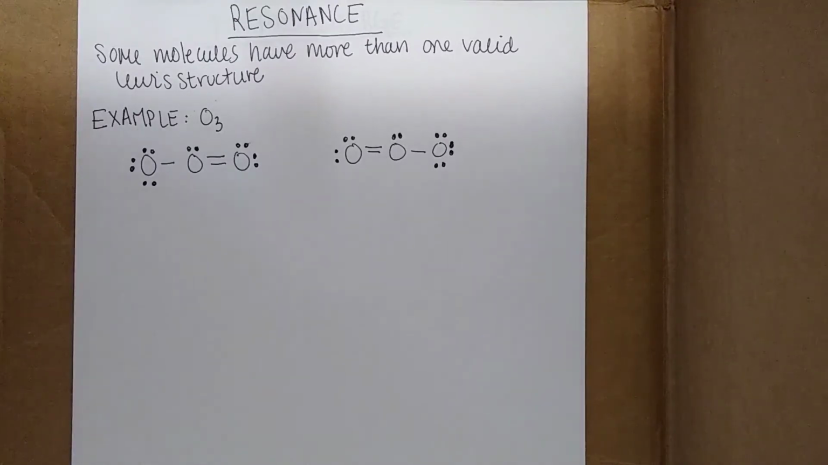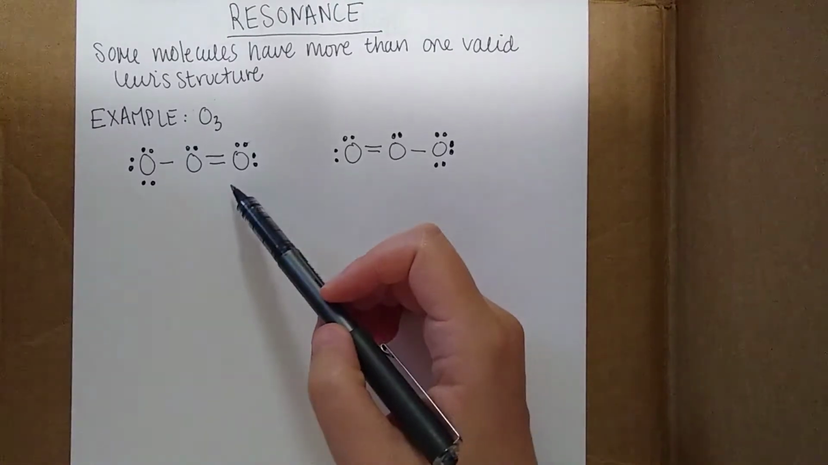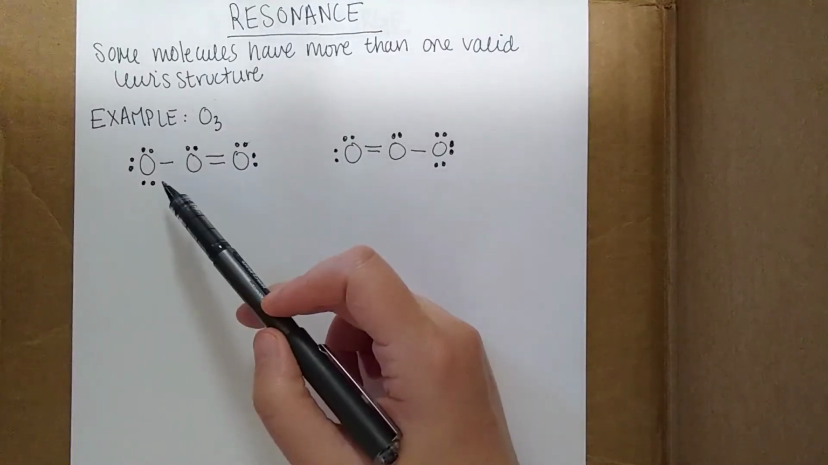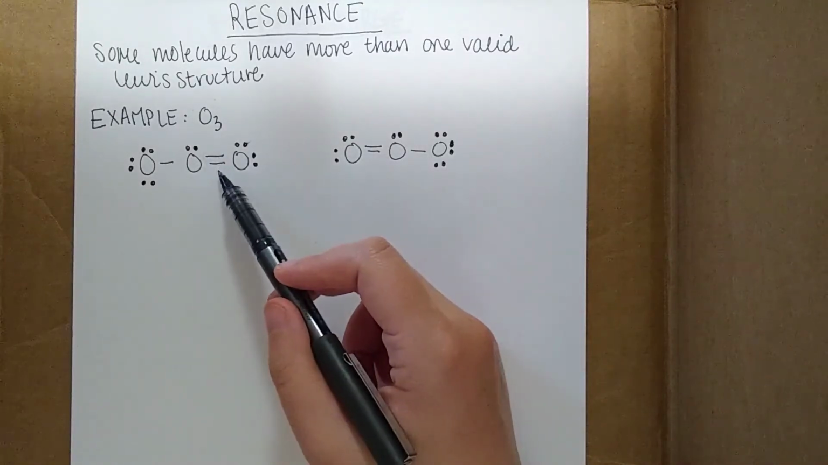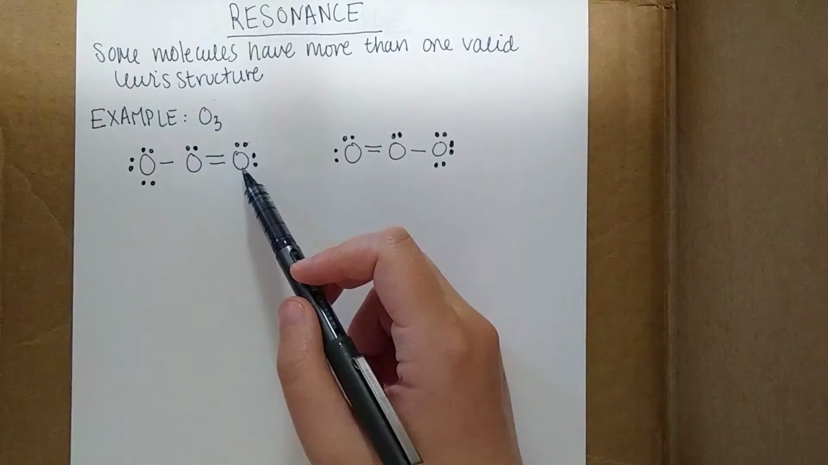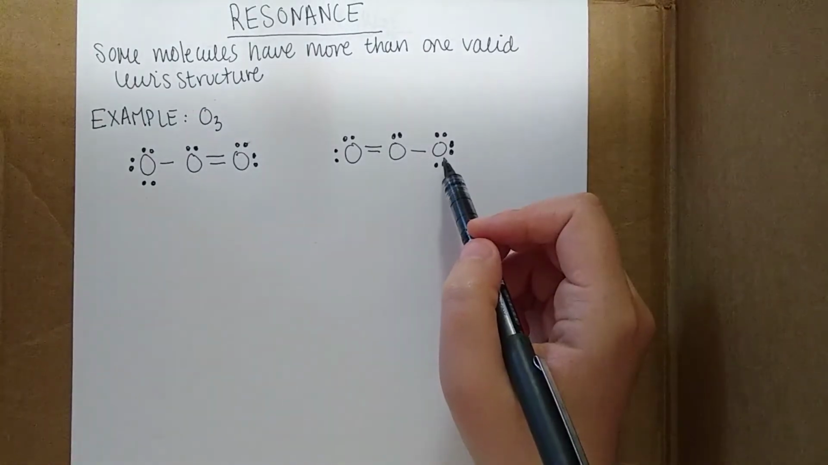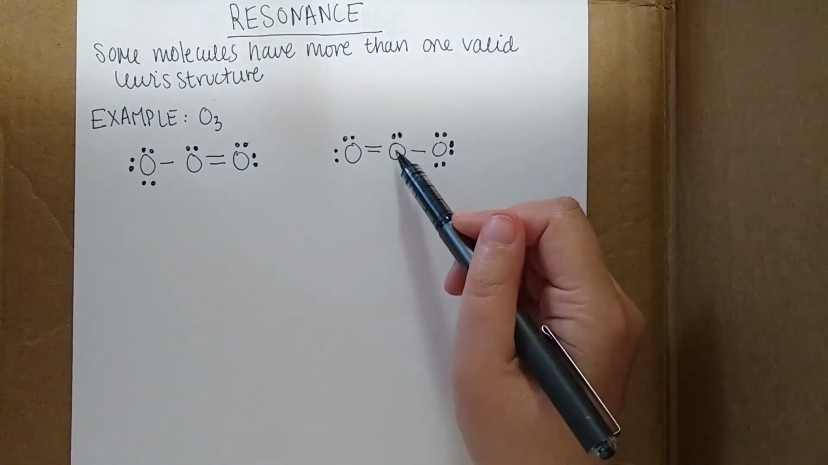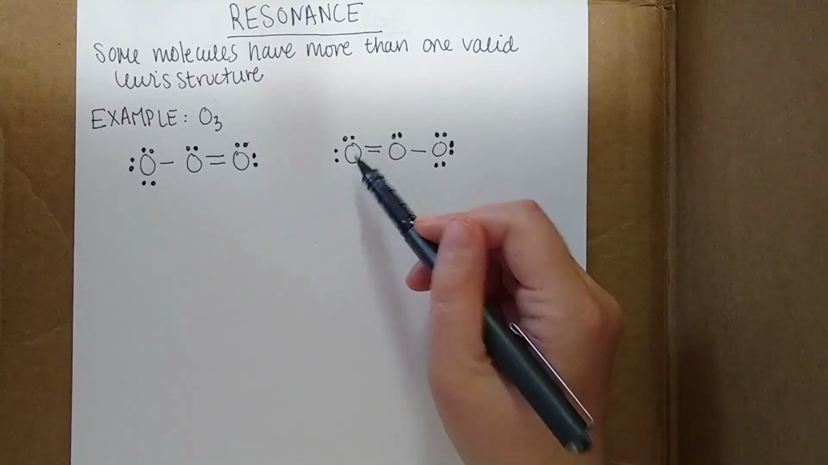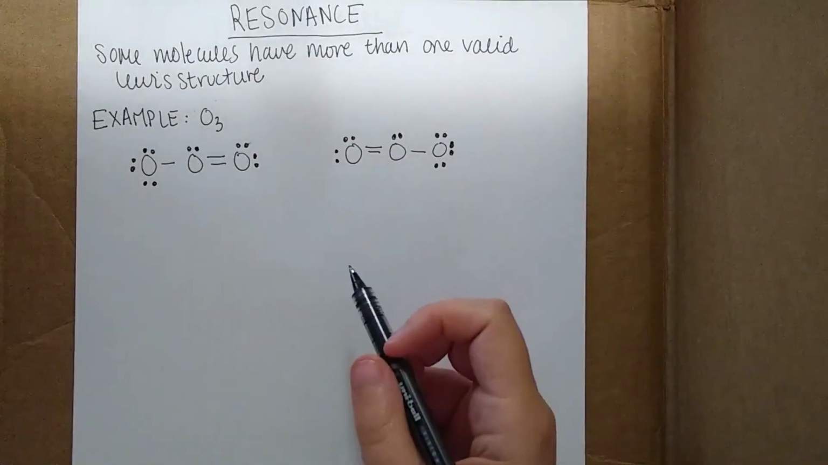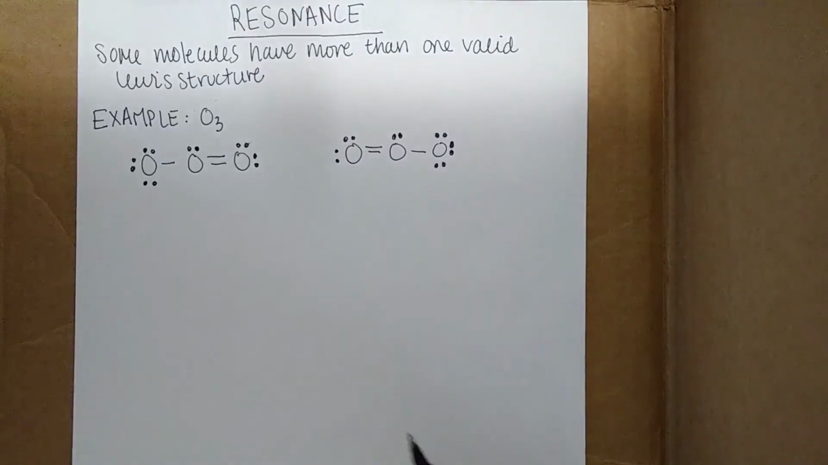So to show you what I'm talking about, I'll start with an example. Here I have the ozone molecule, O3, and beneath it I have drawn two Lewis structures. This one on the left has the double bond between the middle and the right oxygen, and this one on the right has a double bond between the central and the left oxygen. So the next logical question is which one of these structures is correct?